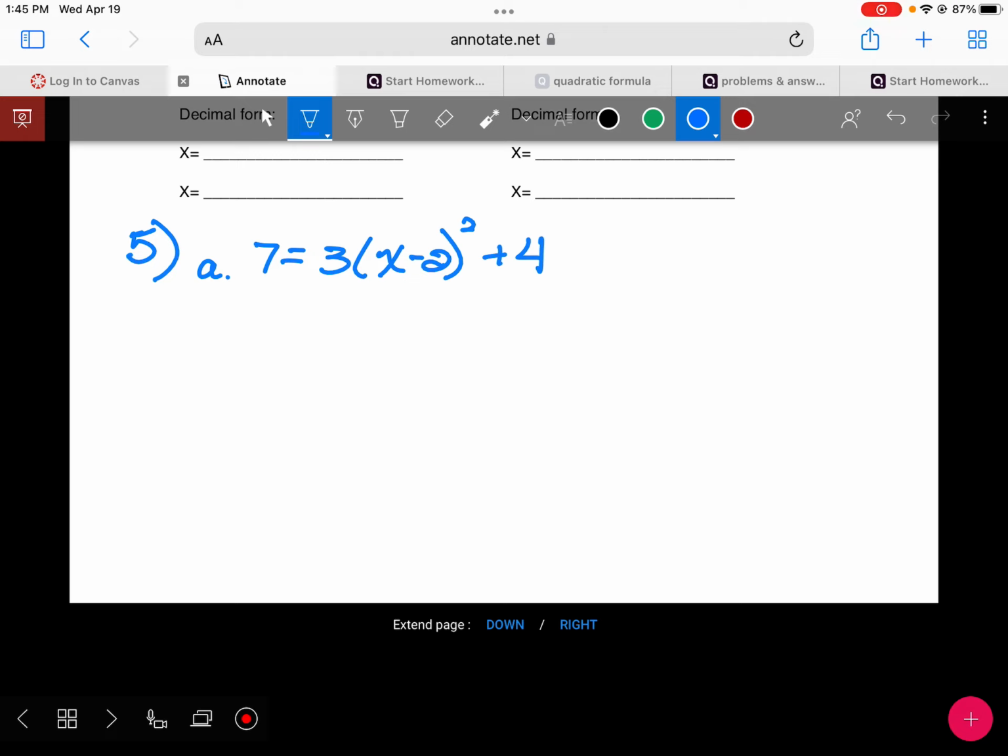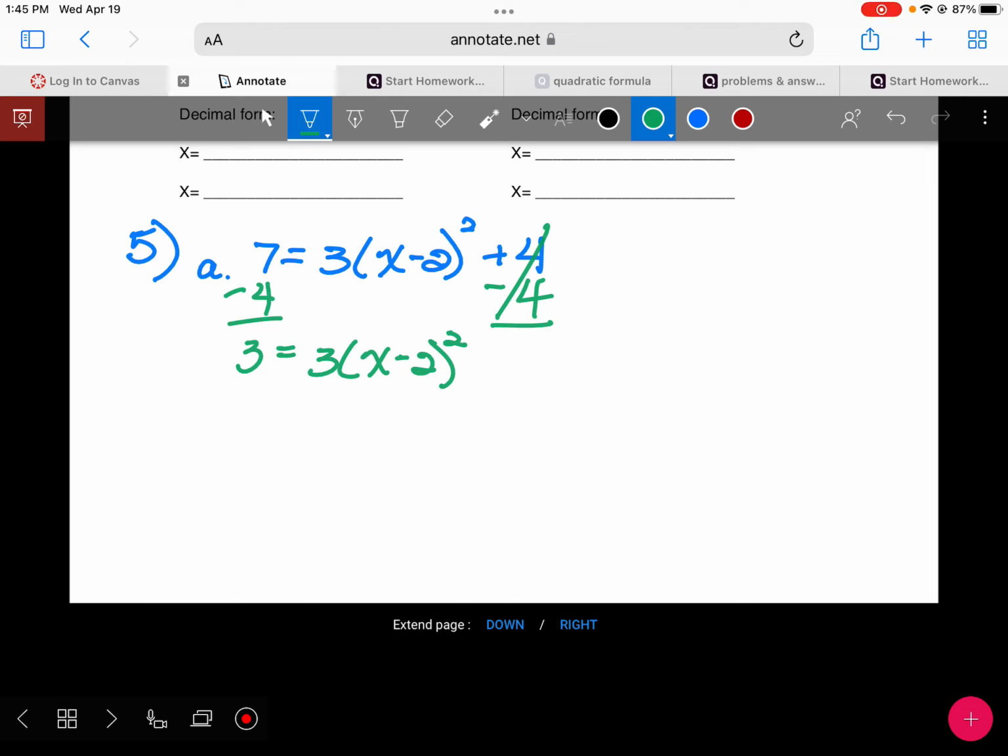So what you would do if you want to take the square root is you are trying to get that quantity (x minus 2) squared on one side, and you're trying to get everything else to the other side, okay? So I want to move that plus 4 to the other side. What would I do mathematically to do that? Subtract 4. So whatever you do on one side, you have to do on the other side. The 4's cancel out, and you get 3 equals 3 times (x minus 2) squared.